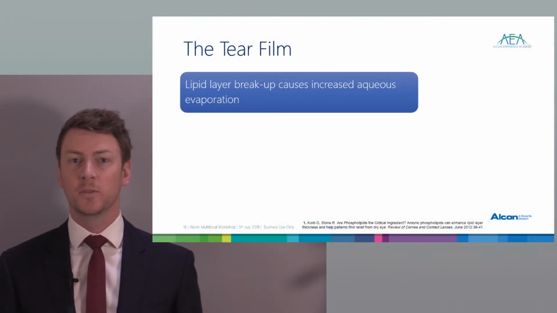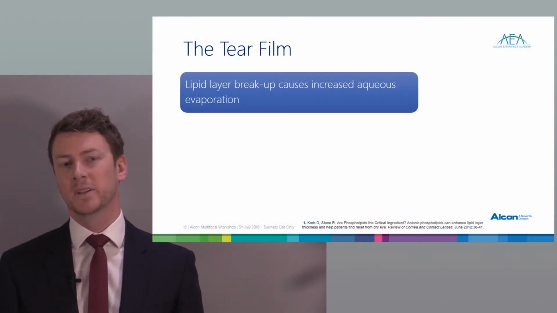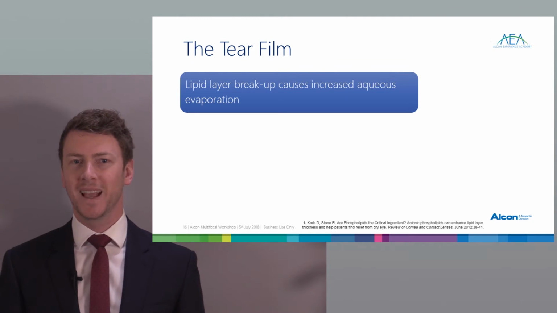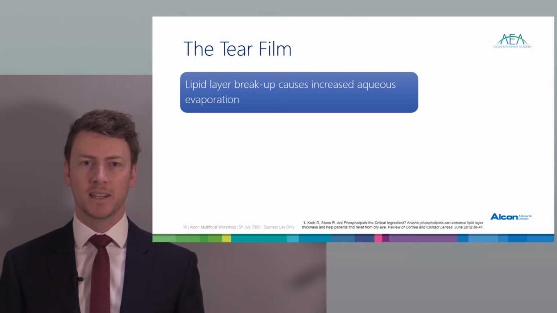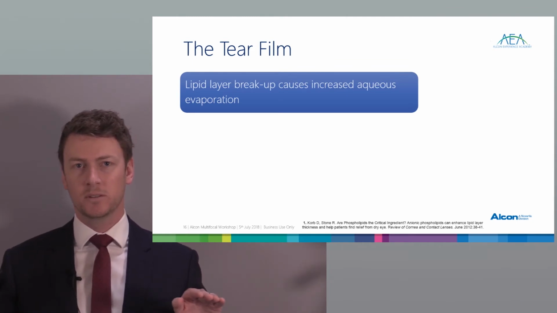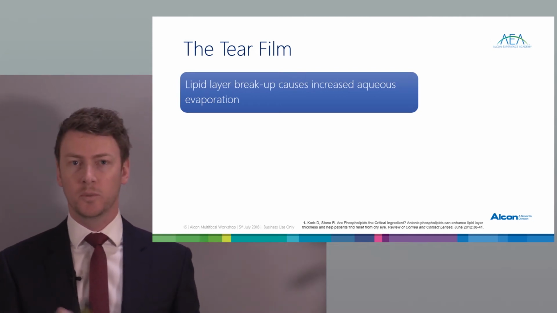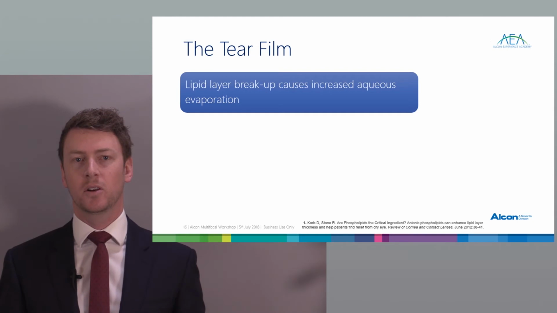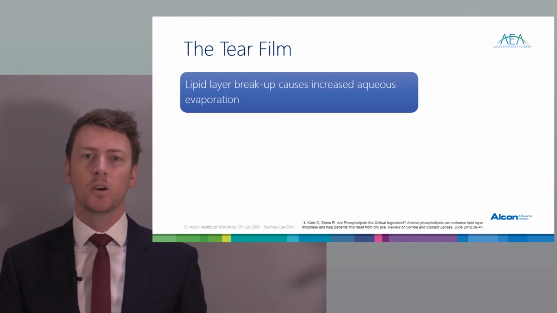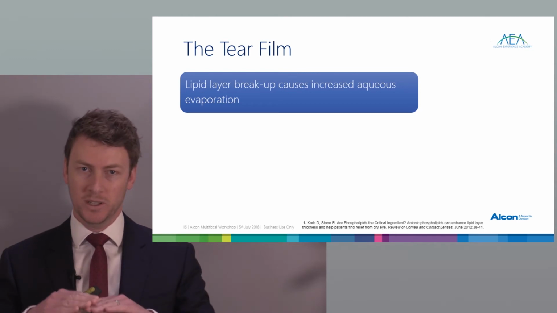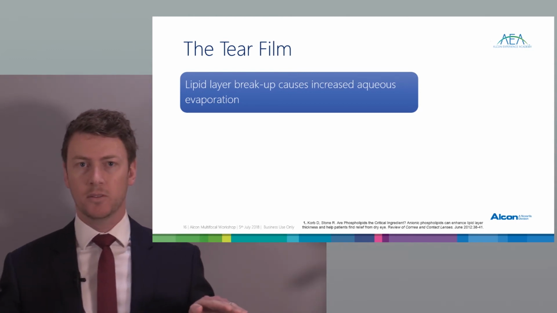We know that if we get lipid layer breakup, we get increased aqueous evaporation, which can lead to dryness. But when we think about it, how does our lipid layer spread in that super thin layer over the aqueous? For those of you who add olive oil to the boiling pot of water when you're cooking your pasta at home, you'll know that when you drop that oil into the pan, it doesn't spread in a nice thin, even layer over the water.